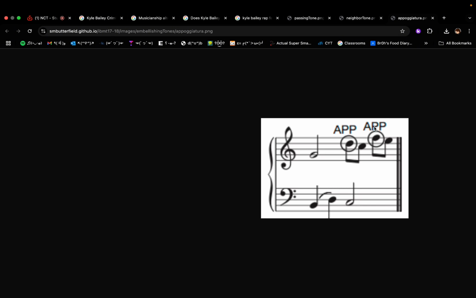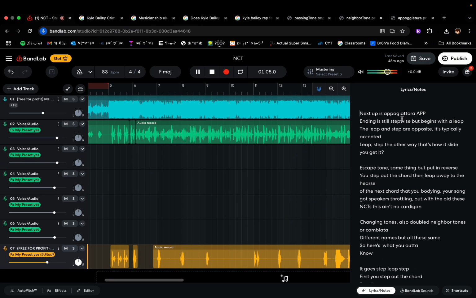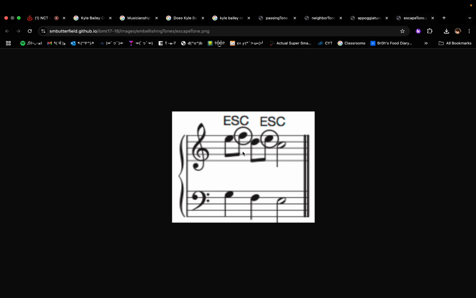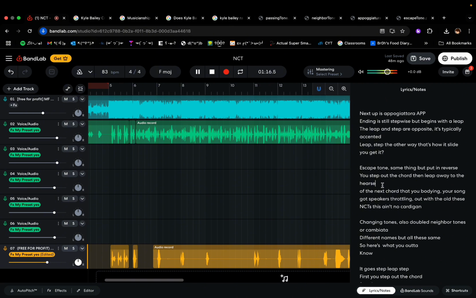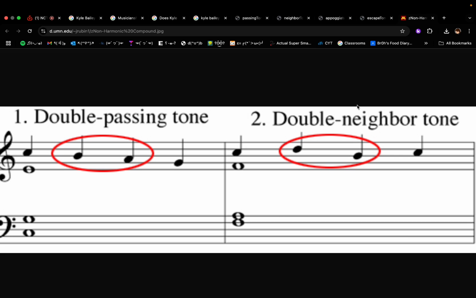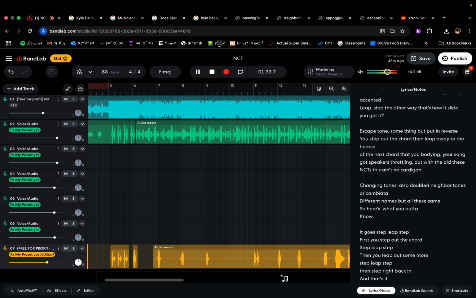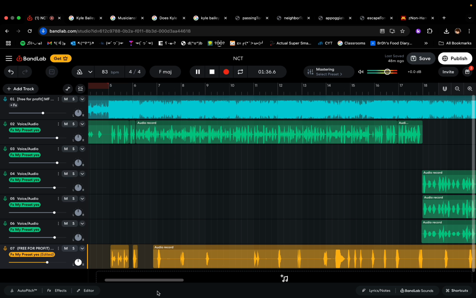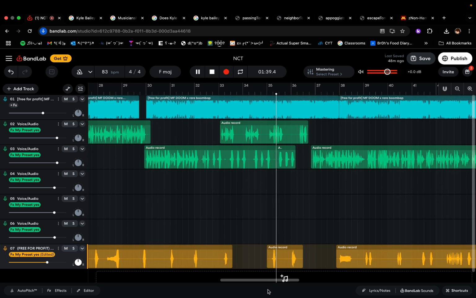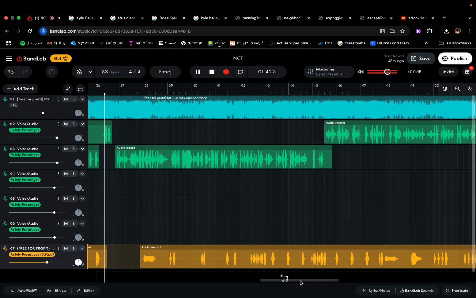Next up is appoggiatura. It needs to be stepwise, which begins with the leap. The leap is followed by a step in the opposite direction, it's typically accented. Leap, step the other way, that's how it slides, you get it? Escape tone, same thing, but put it in reverse. You step out of the chord, then leap away to the next chord. Out with the oldies, NCTs. Changing tones, also double neighbor tones, a cambiata, different names, but all these the same. So here's what you ought to know. It goes step, leap, step. First you step out of the chord, then you leap out some more, then you step right back in. That's it.